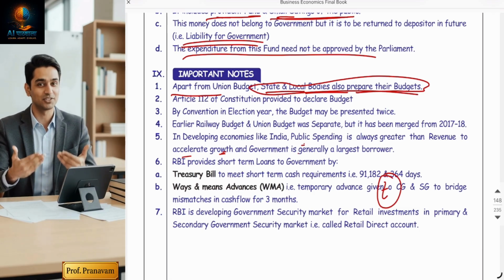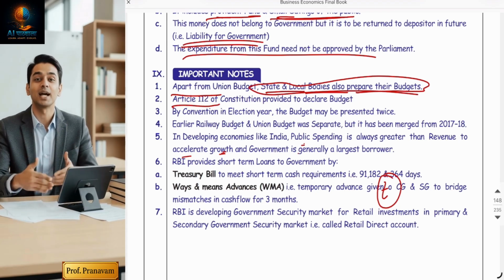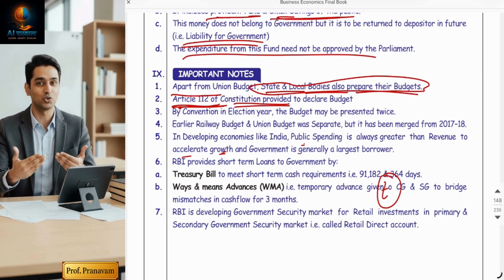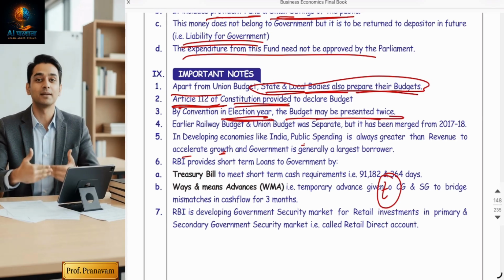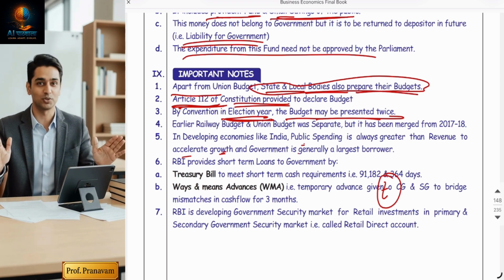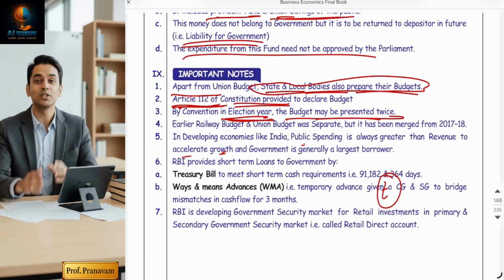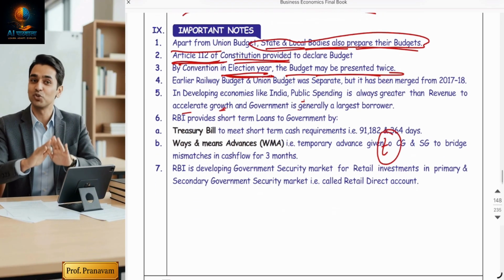Now, every year the budget should be presented in the parliament, and it should be presented by the finance minister. It is a rule, a law given under Article 112 of the Constitution, to declare the budget every year. Friends, third important point: in an election year, two budgets are presented in the same year. One is the interim budget by the old government, and after voting, when the government changes, they again bring a budget.